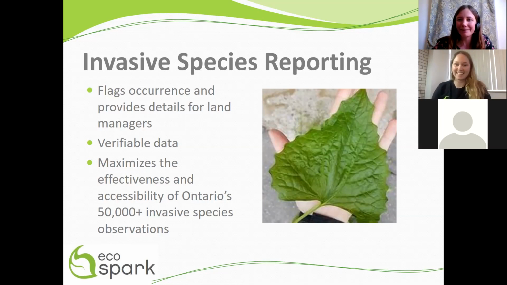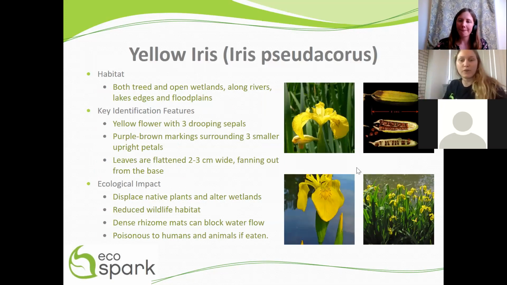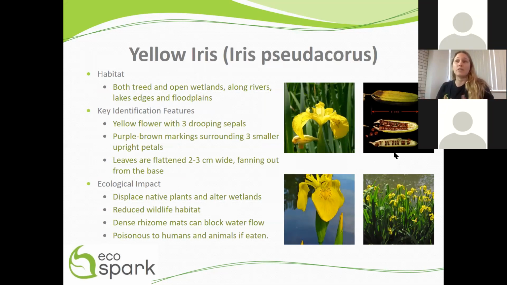Thanks so much. Thank you, Dana, for the introduction. Like Dana mentioned, we're going to look at just two. First is going to be yellow iris, also known as yellow flag iris. It's an aquatic perennial plant that's native to Europe, Western Asia and North Africa. It can be found both in our treed and open wetland areas, along water bodies and floodplains. One interesting thing is that it's the only iris in North America whose flower is entirely yellow.